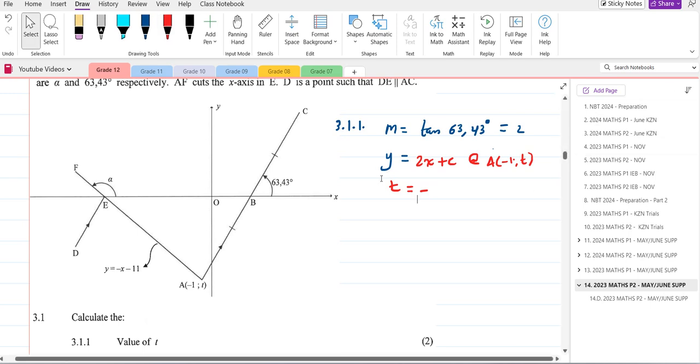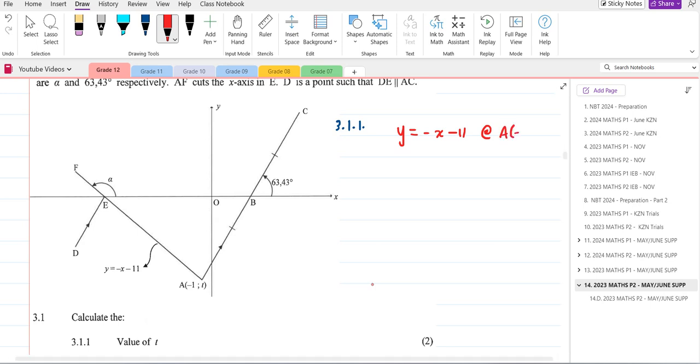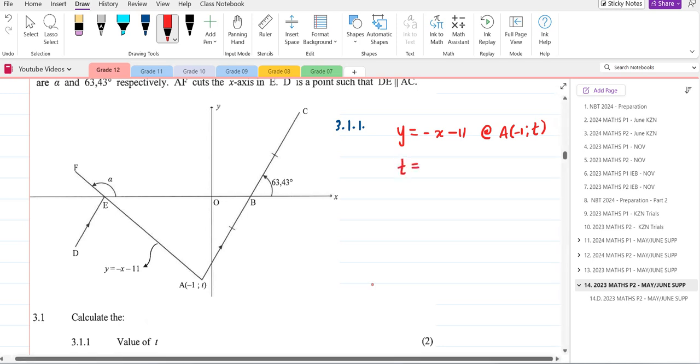Wait, hold on. To calculate the value of t, we substituted in the wrong one. To calculate the value of t, we've got an equation of this line. We can just substitute A inside this one. Right, so we've got y equals -x minus 11 at A, which is -1 and t. Right, so t is equal to -(-1) is 1, 1 minus 11 is -10. So the value of t is -10.